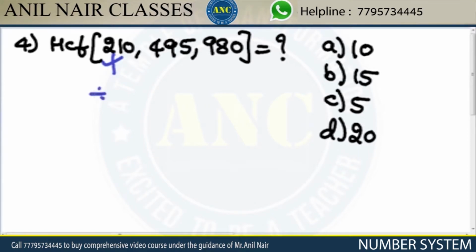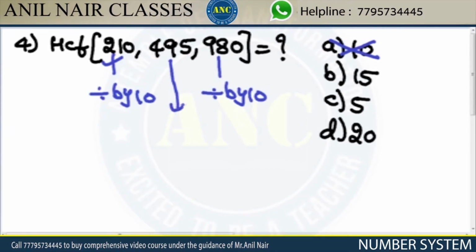This number is divisible by 10. This number is divisible by 10. Answer will be 10 only when this is divisible by 10. Unit digit is 5. For a number to be divisible by 10, unit digit should be 0. 10 is not possible, 20 is not possible.